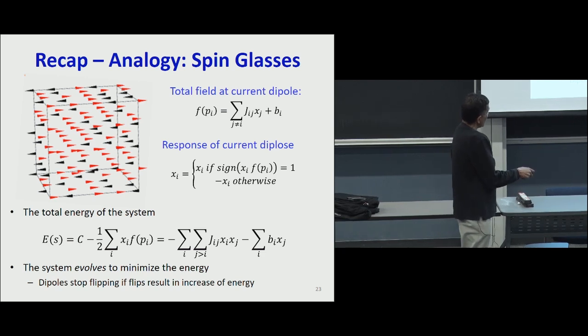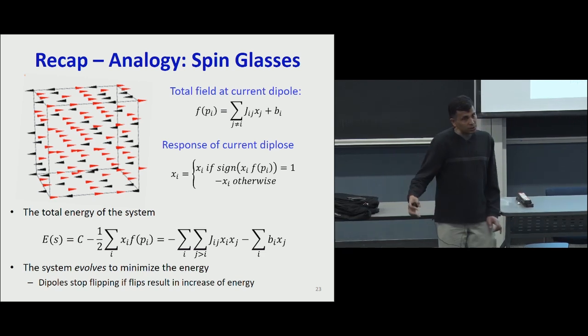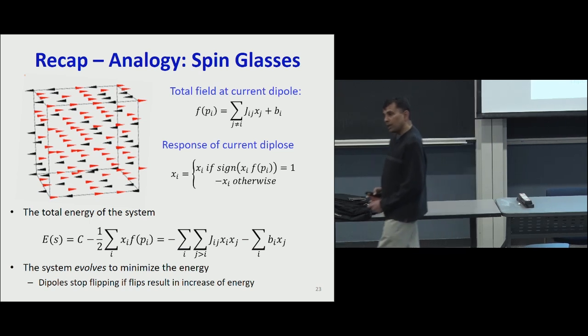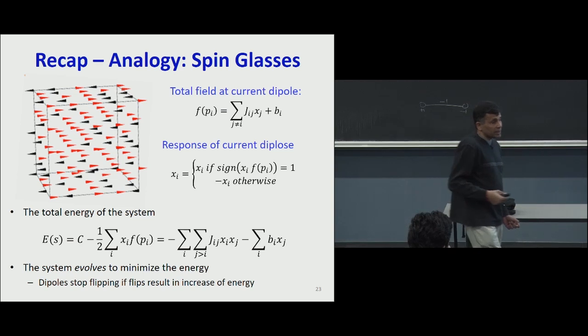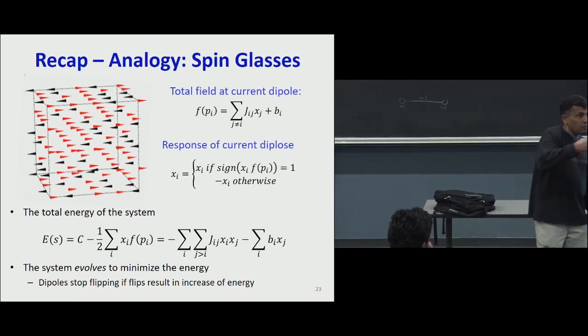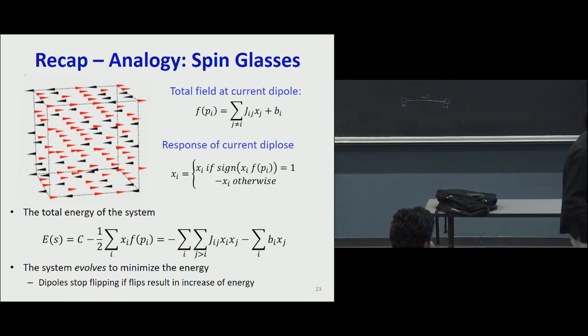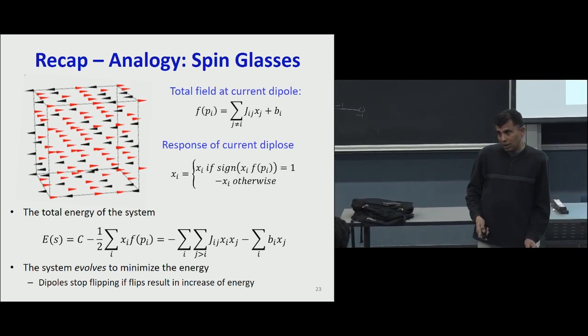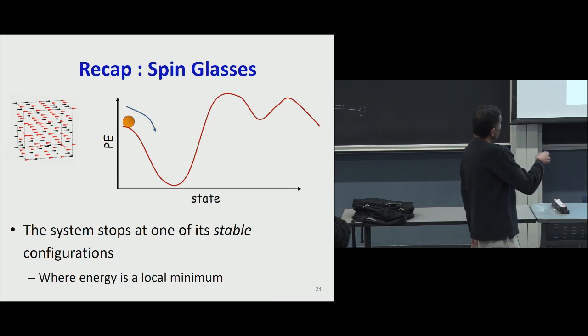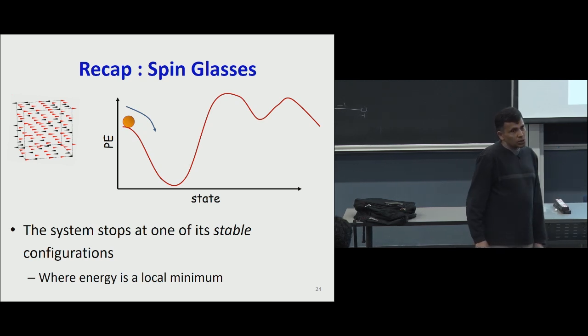And the energy of the system, we have a total energy of the system, which is basically the sum of the energy contributions of each of the dipoles, where the contribution of any dipole is simply the negative of the product of the dipole with its local field, right? And we said the dipoles would keep flipping until the energy of the system sort of converges to some local value.